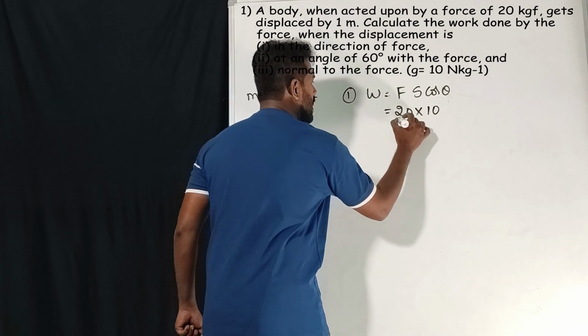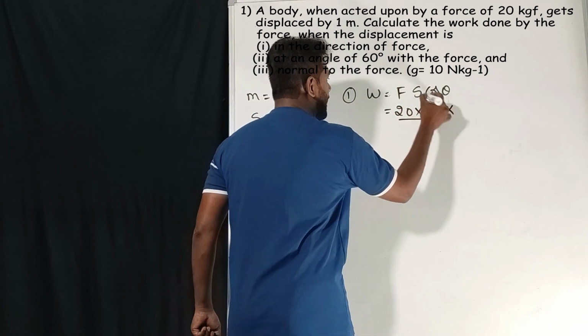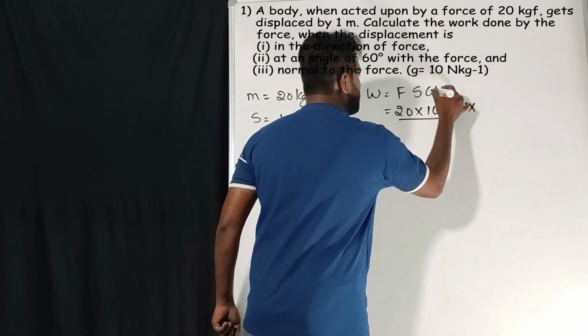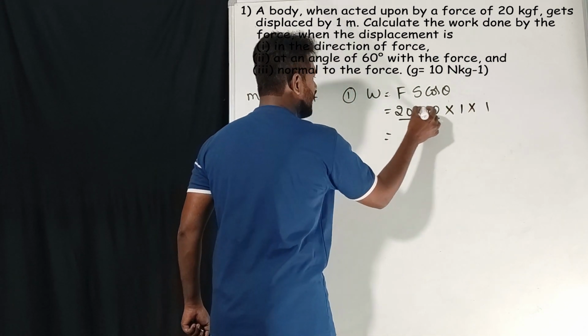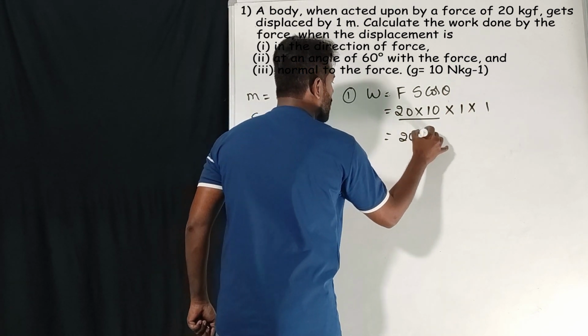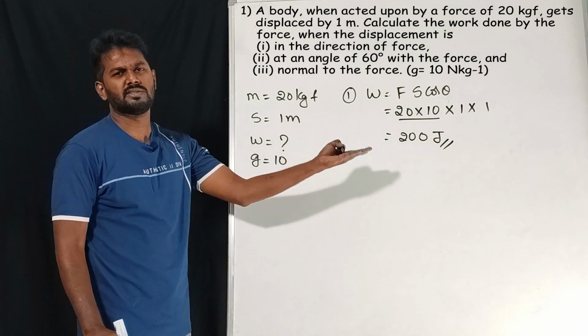So these two are completely related to F. Then we are going to write S value. What is the S value? 1 meter, correct? Then cos theta is equal to 1. So 20 into 10 into 1 into 1. So that is nothing but 200 joules. That's it. Very simple question.